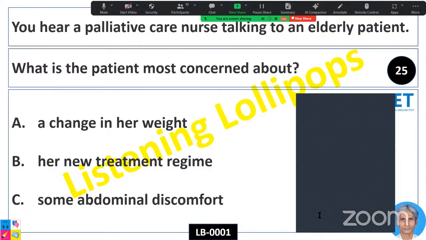You should realize that one. If you ask discomfort where, then you will say abdomen. You will say abdomen. So abdomen is the keyword. Now let us listen to this.